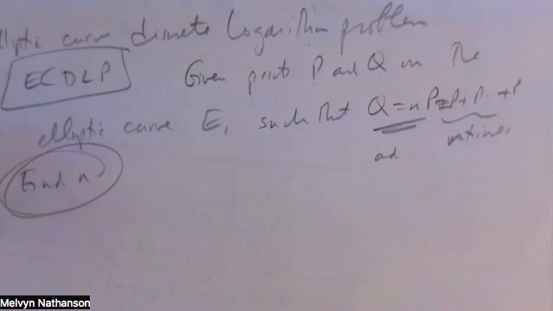You can't say, well, n equals Q divided by P, because you're not in the reals. This is hard. And this is the basis for several cryptographic schemes. So in the next talk, I'll talk a little bit more about this discrete logarithm problem.